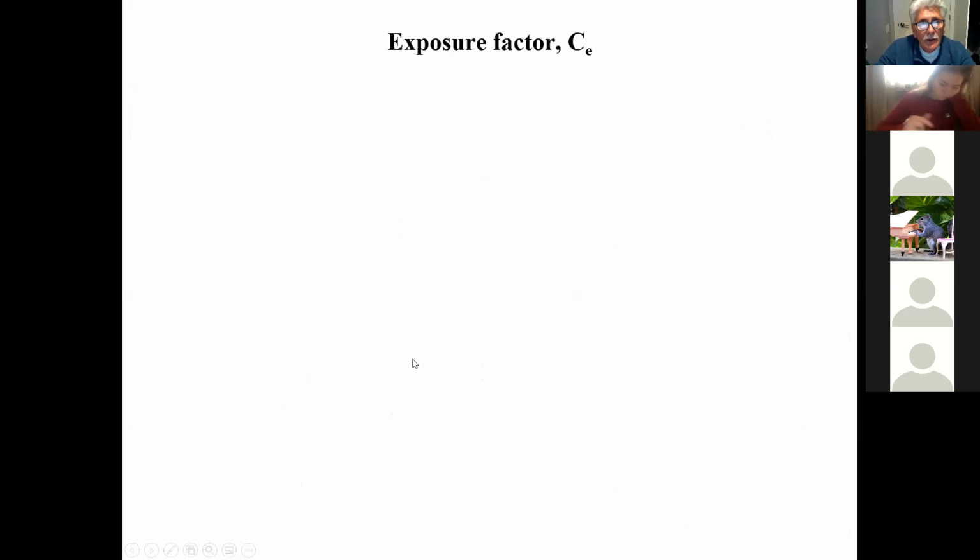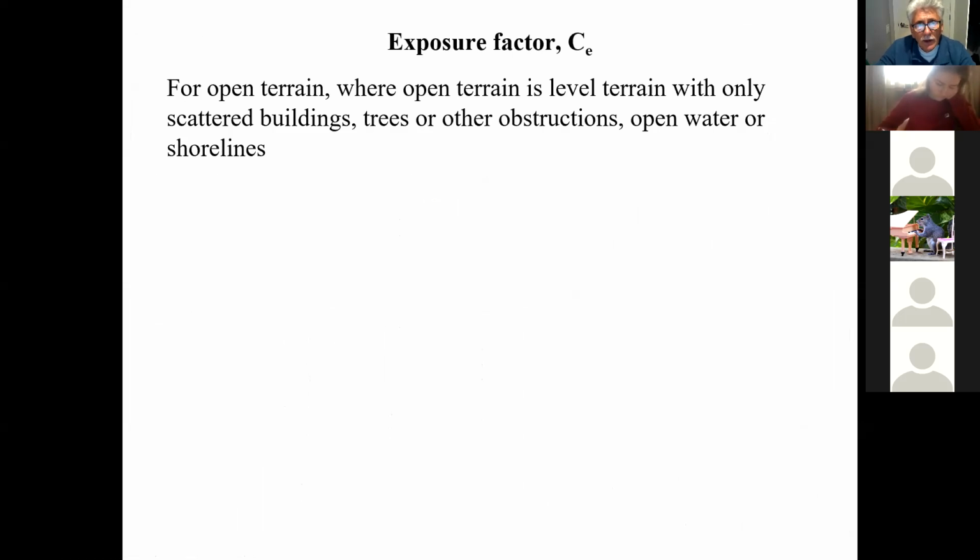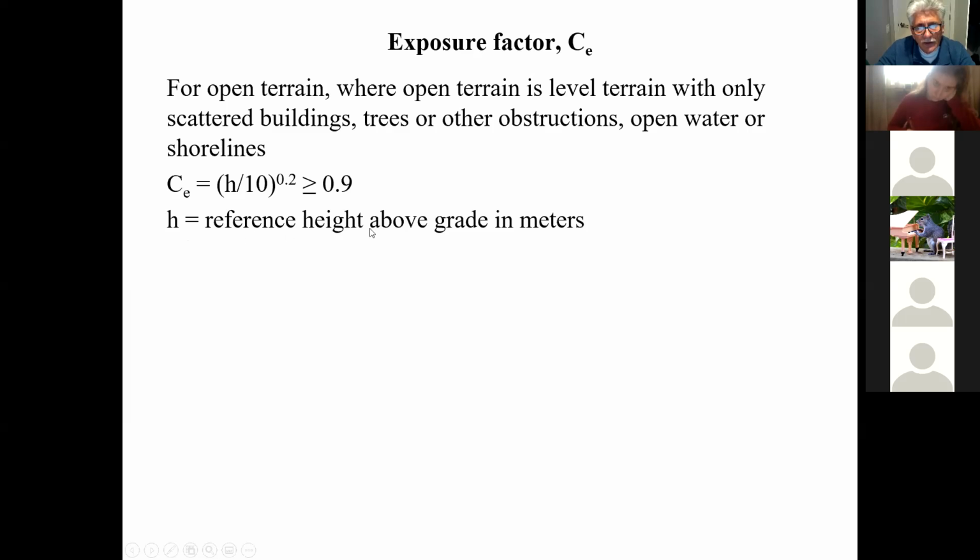And now for open terrain, this is the formula to calculate CE. If CE happens to be for a height less than or equal to 6 meters, the value is 0.9. If it goes over 6 meters, then it will vary with the height. So it goes from 0.9 up to 6 meters, and then it keeps on increasing. And H is the distance from the ground to where you're calculating the CE value.